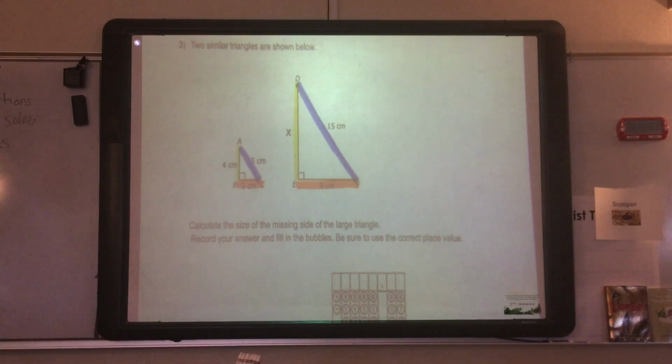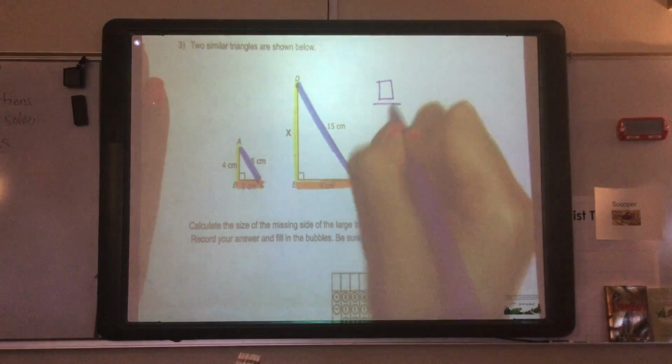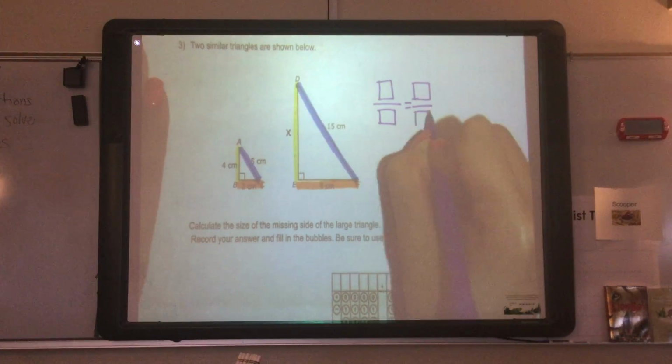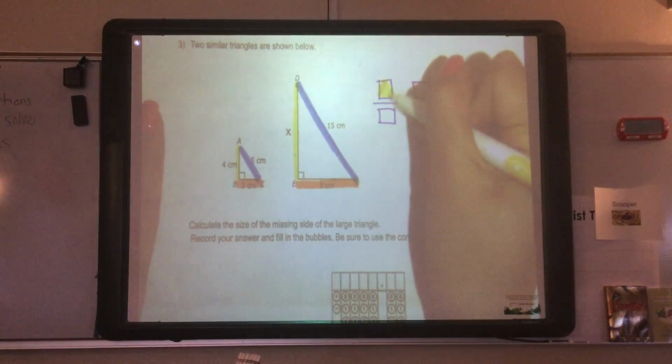We need to set up our proportions. So in class, we started with setting up proportions using colors. So we're going to start with our colors. We have to use the variable because we're solving for that. So the first color we're going to use is yellow because in this case we highlighted our X yellow.